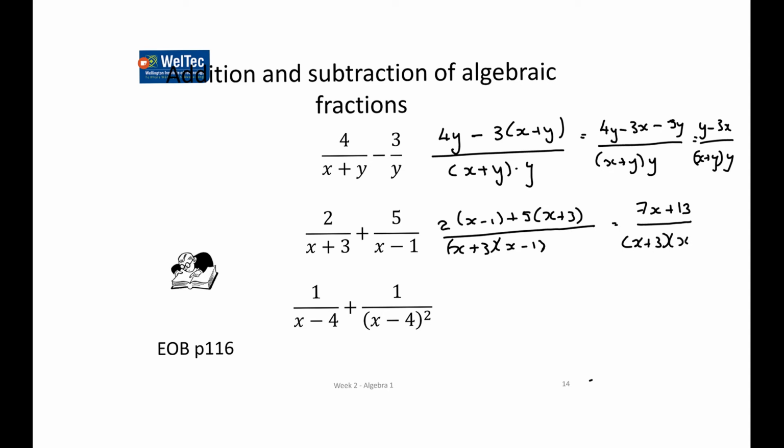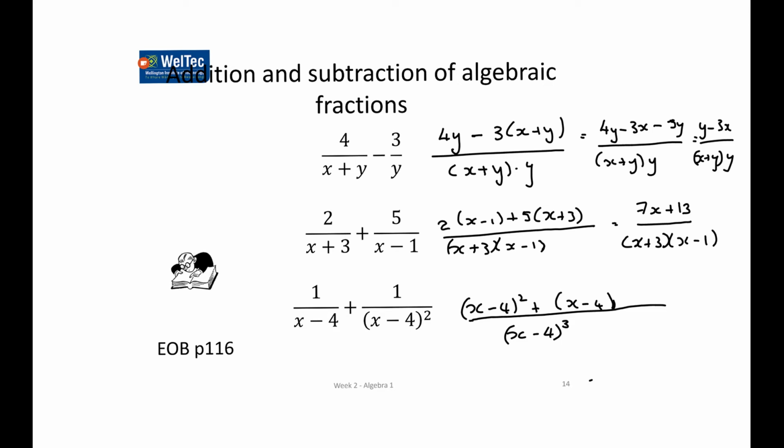x minus 1. Now the last one we could find the common denominator as being x minus 4 cubed, and then the first one has to be multiplied by x minus 4 squared, and the second one has to be multiplied by just 1.